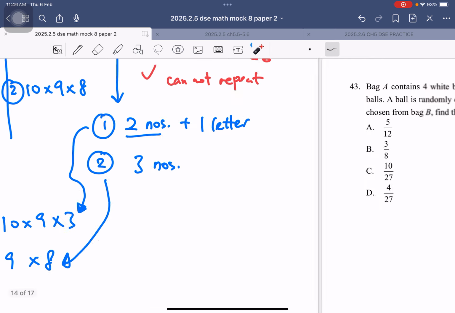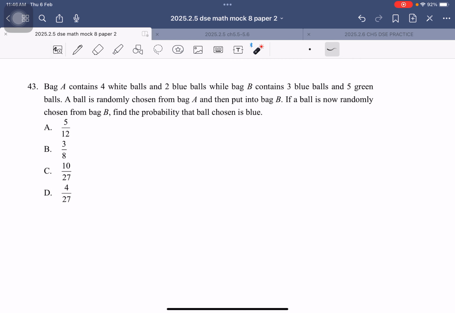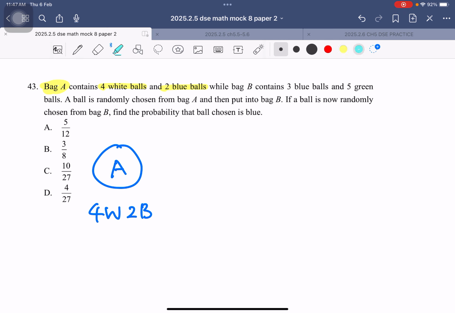Okay, so next question. The next question is still probability. It's a very good exercise to do. So let's see the situation. See from here. The first one, we have bag A, 4 white, 2 blue. So what you need to write down first? You draw bag A down: we have 4 white and then 2 blue. And then for the second part, I have bag B. In bag B, we have 3 blue and 5 green.